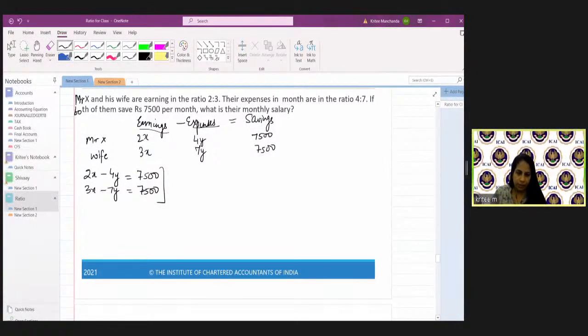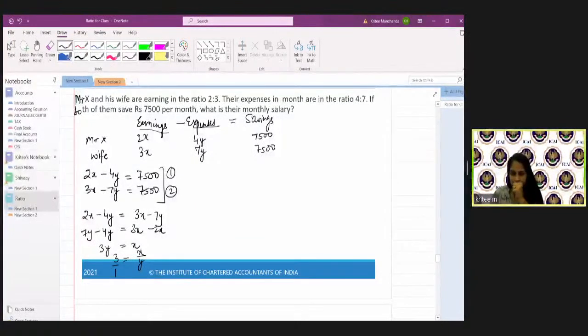So what I would be doing is, both of them are equal to 7,500. So hence, 2x minus 4y is same as 3x minus 7y. Both are saving equal. So take x on one side and y on other side. So 3y is equal to x. My salary is 3 times my spending. You understand the logic also. So x by y is 3. This is what I got.